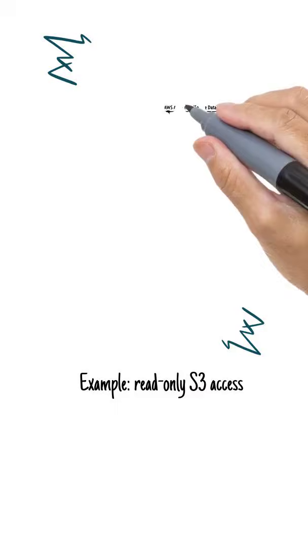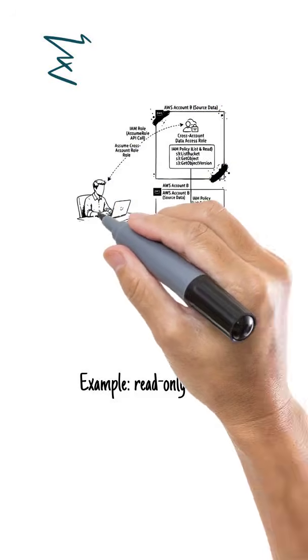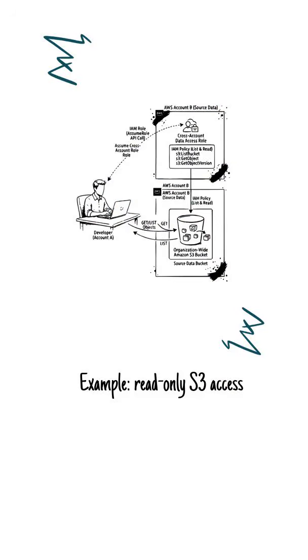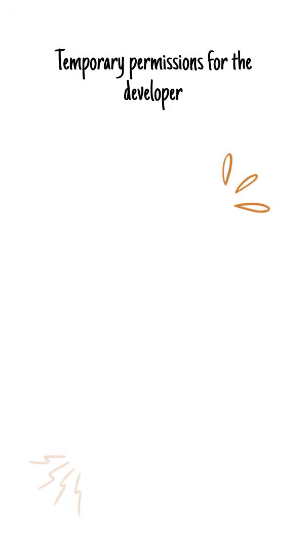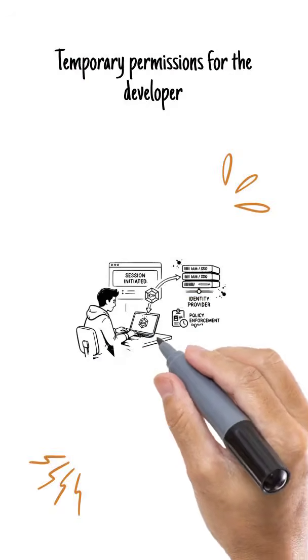For example, if a developer in one account needs read-only access to an S3 bucket in another account, you create a role in the bucket-owning account that allows s3:GetObject and s3:ListBucket and trust the developer's account or a specific role there. The developer then assumes that role and works with the bucket using temporary permissions.